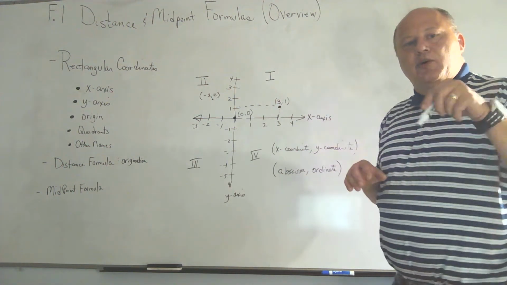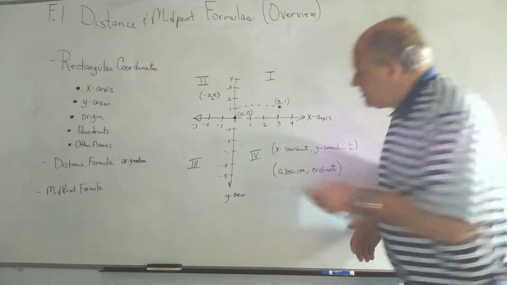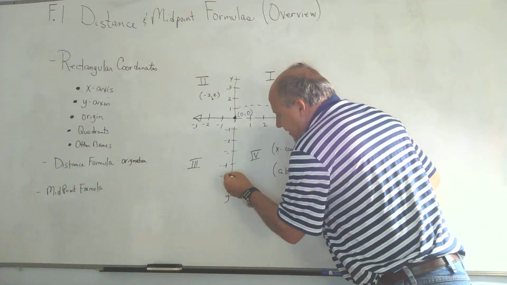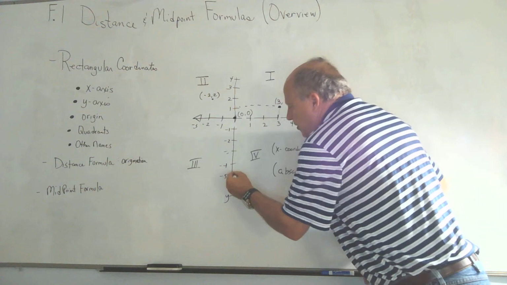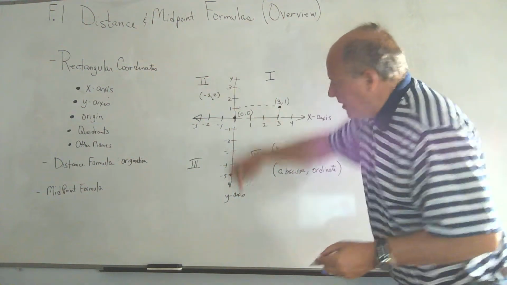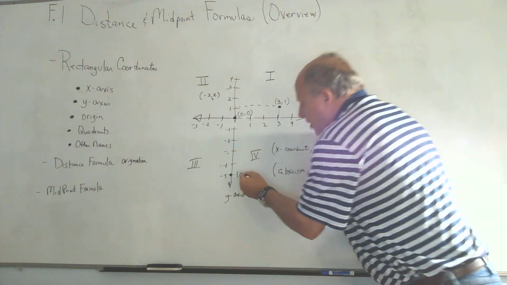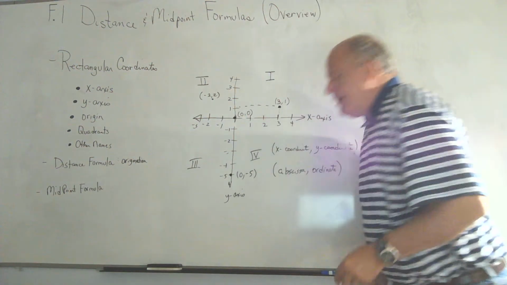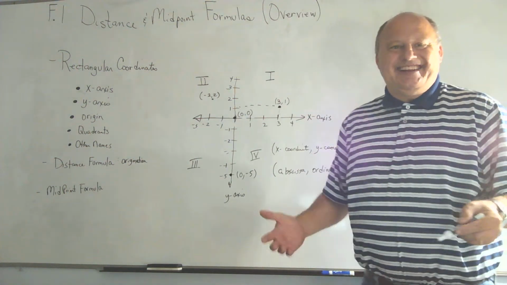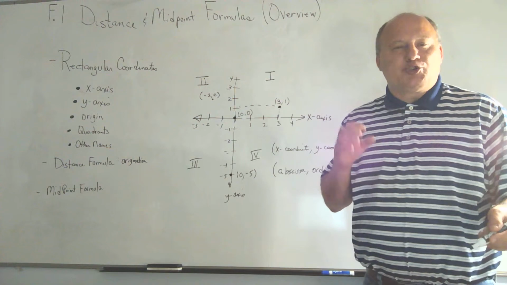But what if it's on the axes themselves? What's the location here? Well, let's look at this point right here. The x-coordinate is 0, because you went just straight down, and then 0, negative 5. Which quadrant is that in? Well, it's not in any quadrant. It's actually called a quadrantal point.